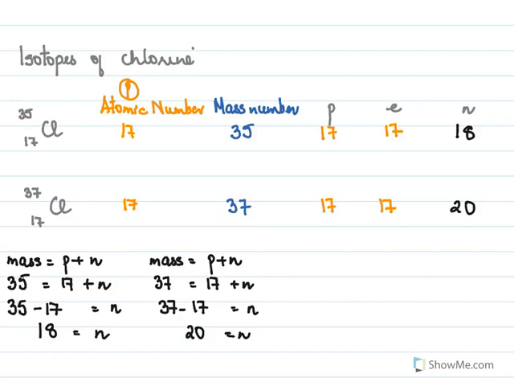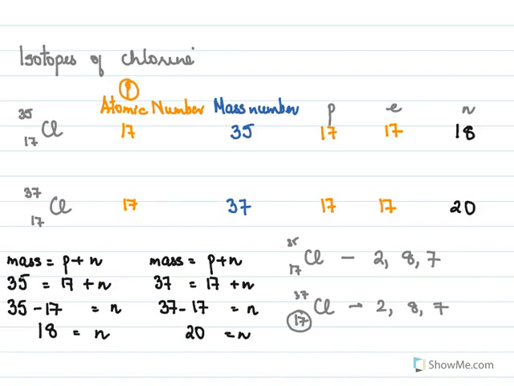Now let's look at the electronic configuration. For chlorine, atomic number is 17. Remember, for electronic configuration, atomic number is important because that gives us the number of protons, and that gives us electrons too. So the electronic configuration is 2, 8, 7. For chlorine-37 and chlorine-35, we take 17, and that also will be 2, 8, 7.